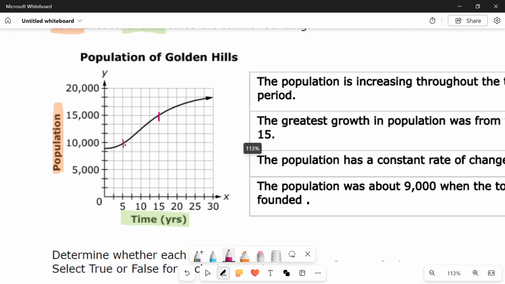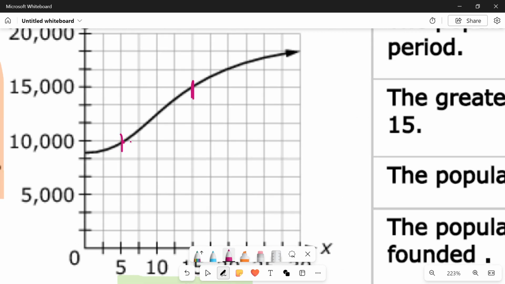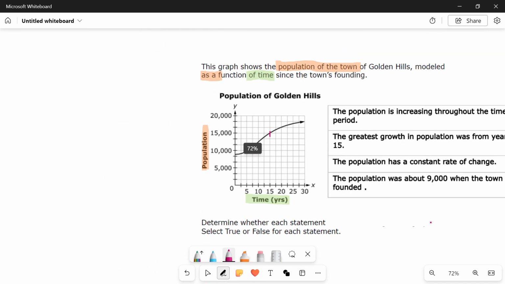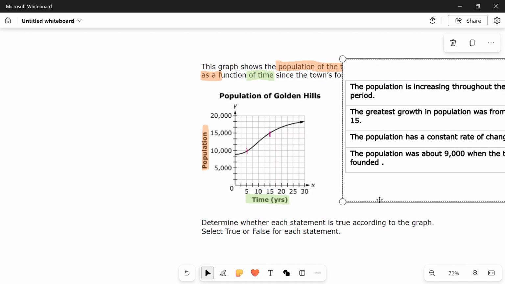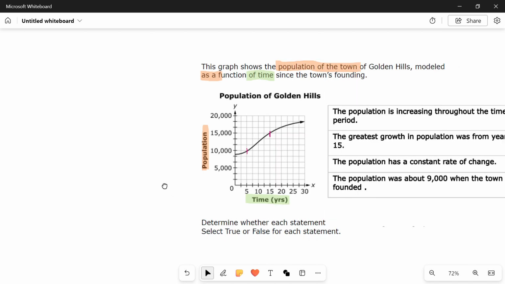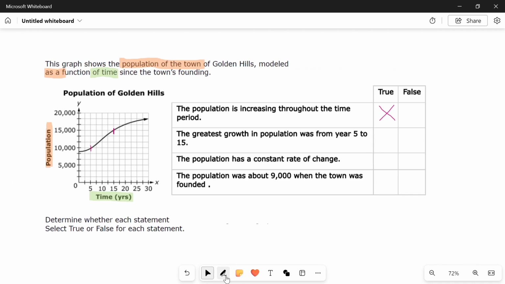I can tell also when I look really closely here, it looks like it's still bending upward at the beginning, which means it's flatter on this side. And it begins bending downward here, which means it's flatter on that side. But the steepest area is in here. So when it says the greatest growth in population was from year 5 to 15, I think that's true. I think that was the greatest growth in population because that is the steepest part of the line.